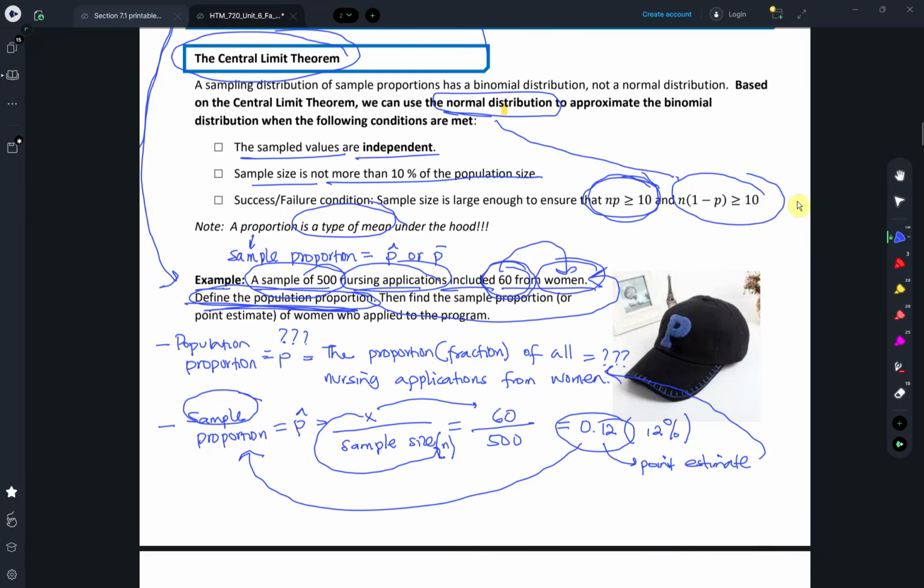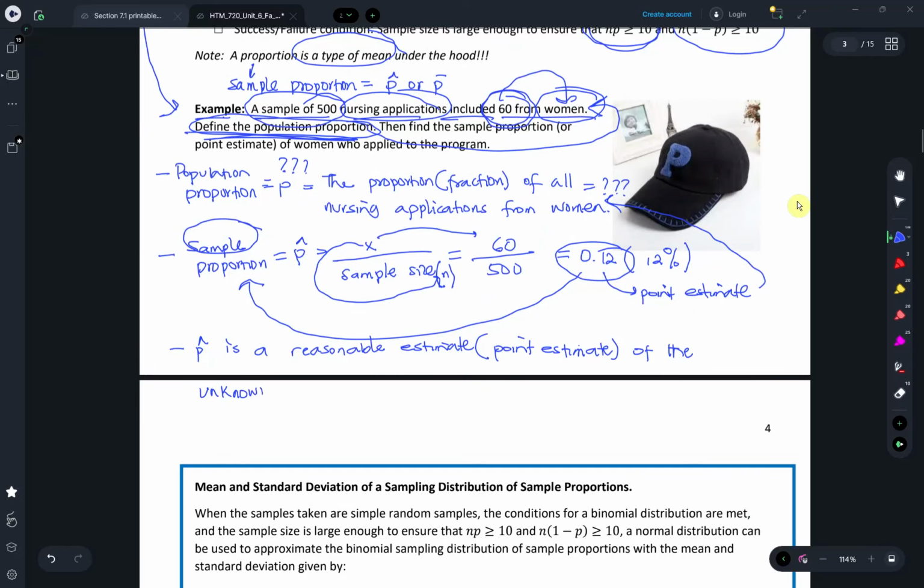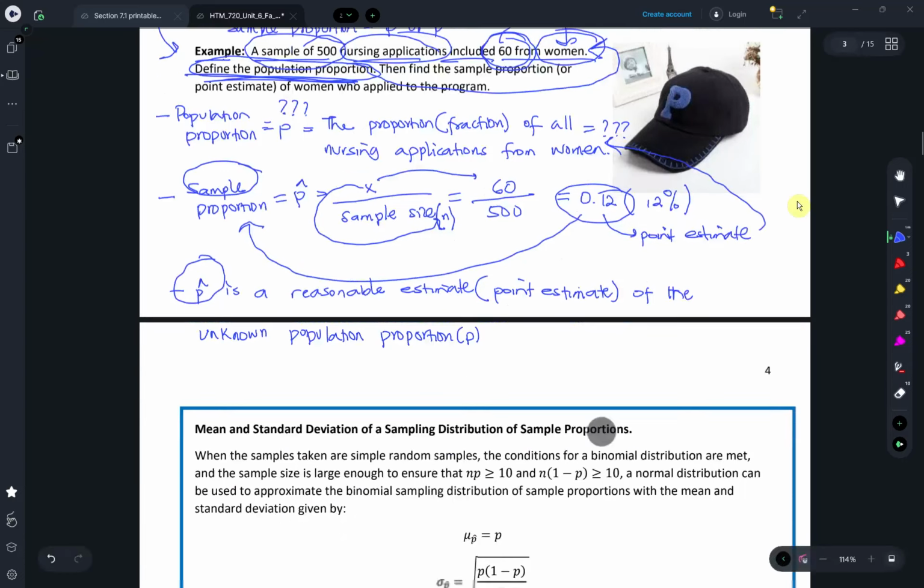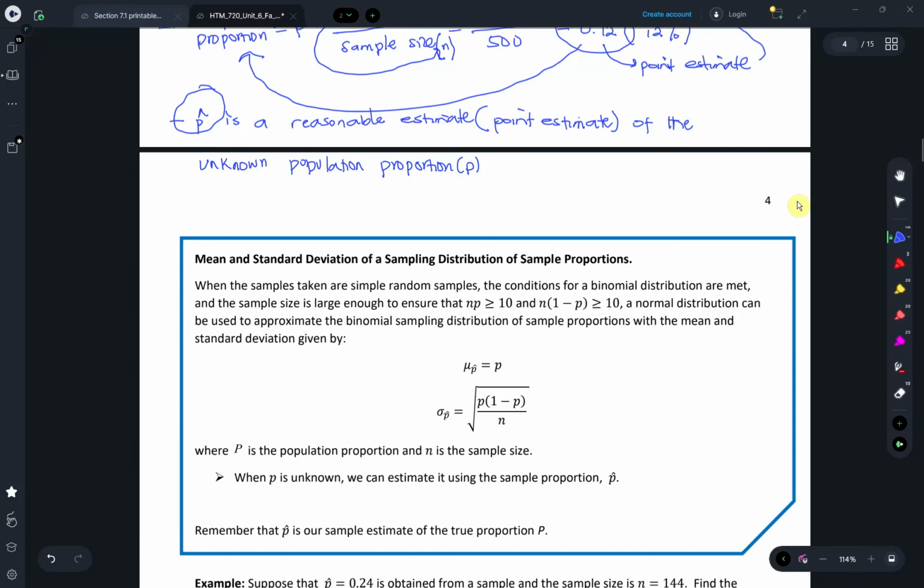So take note that P-hat, or P-bar, is a reasonable estimate, and in fancy terms, I'll say it's a point estimate of the unknown population proportion P. We want to keep that in mind as we progress. Our next interest will be to see how P-hat varies from one sample to another.